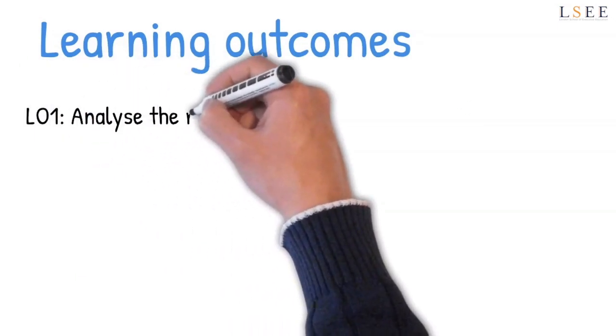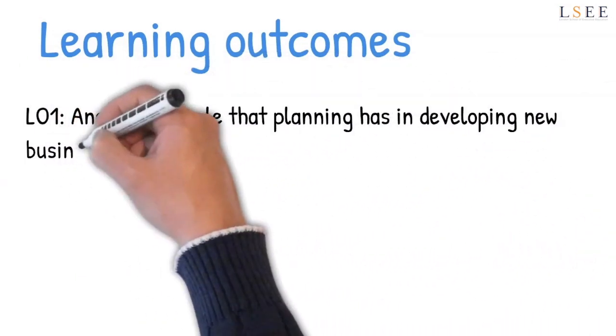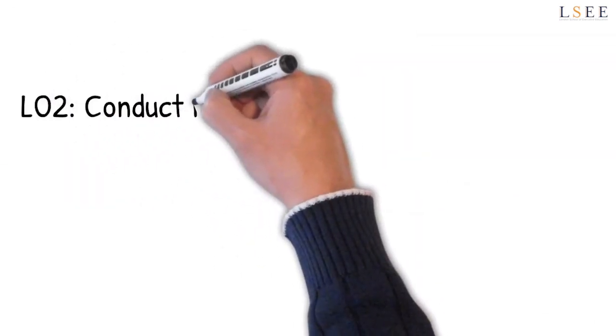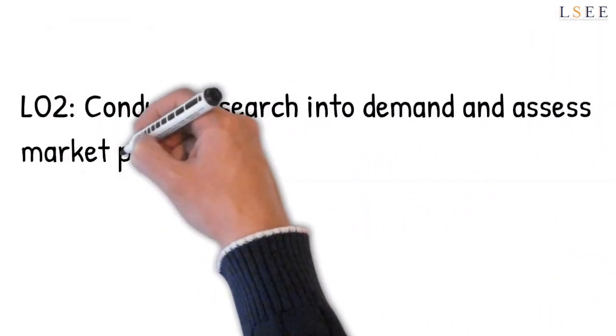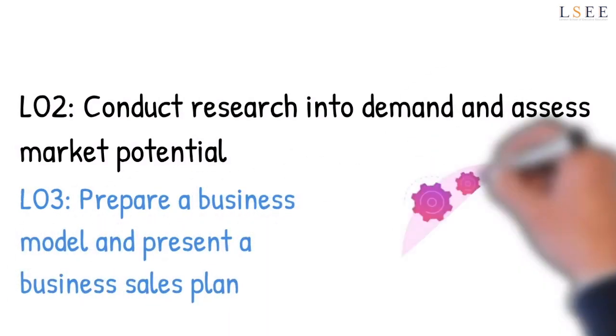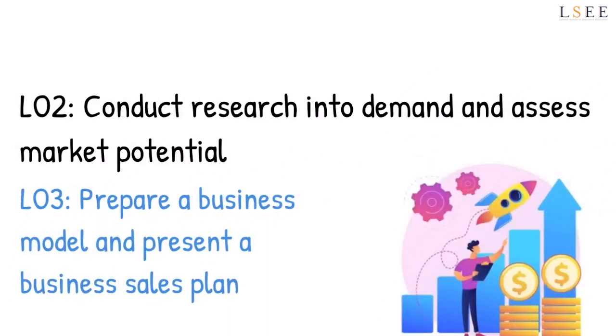Learning outcomes. LO 1. Analyze the role that planning has in developing new business streams. LO 2. Conduct research into demand and assess market potential. LO 3. Prepare a business model and present a business sales plan.